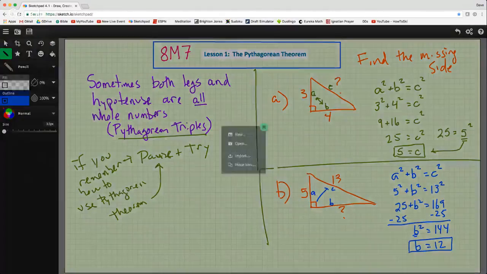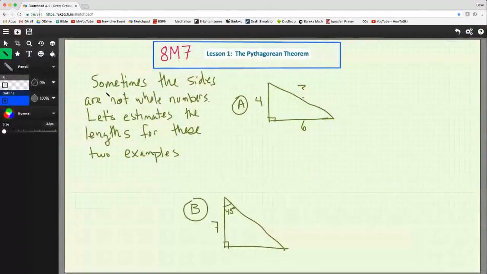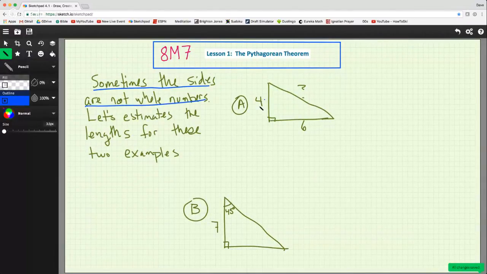So now let's move on to some examples where the numbers don't work out so nicely. Sometimes the sides are not whole numbers. So in these cases, we're going to estimate the other side. And I'm not going to ask you to pause and try because you may not know how to do this. So let's learn this together. Here we're still going to use the Pythagorean theorem, and we just have to label our sides. The side that we don't know is C, but we do know B is 6 and A is 4.